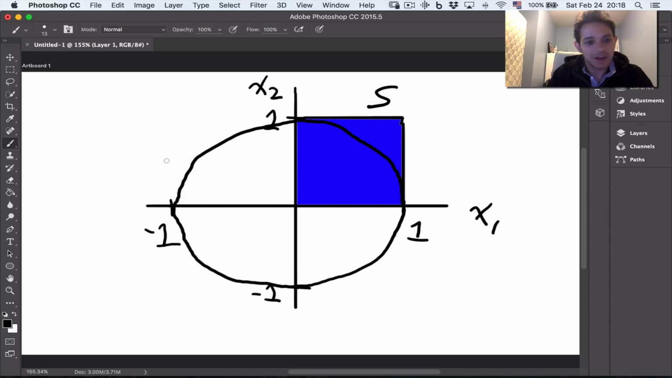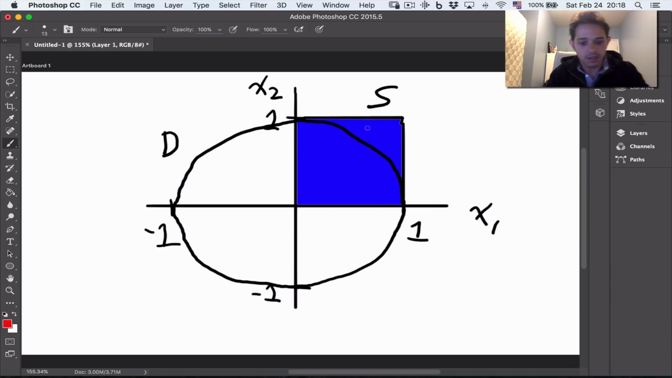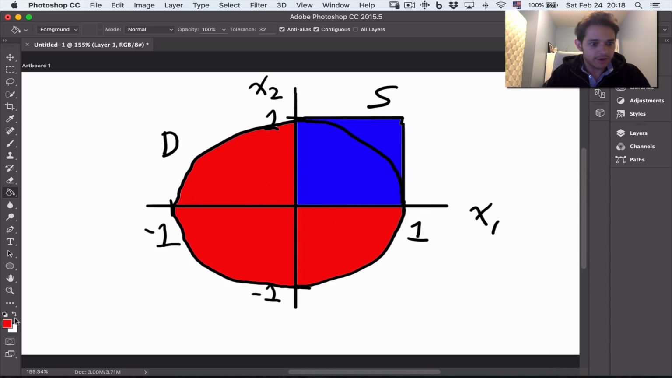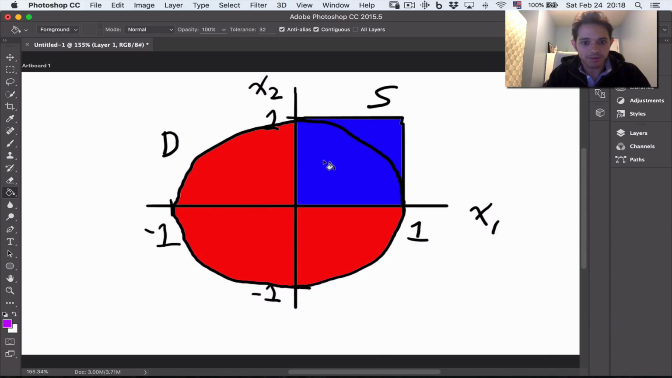Okay, I am not an artist, so excuse me here. And this is the disk. In this case, it's a circle. So I'm going to fill that with red. Okay, very good. And then we have this overlapping region. Let's make that purple. All right, something like that.